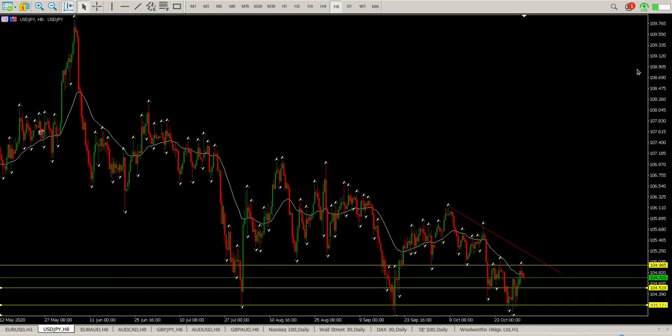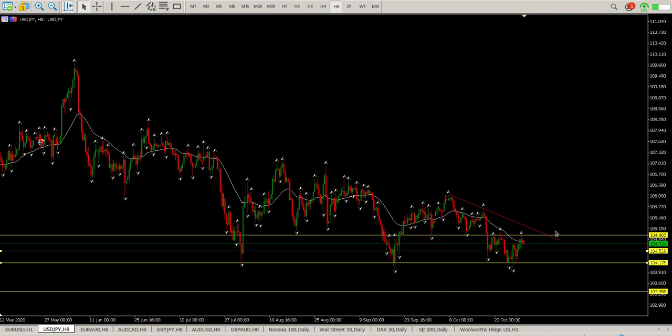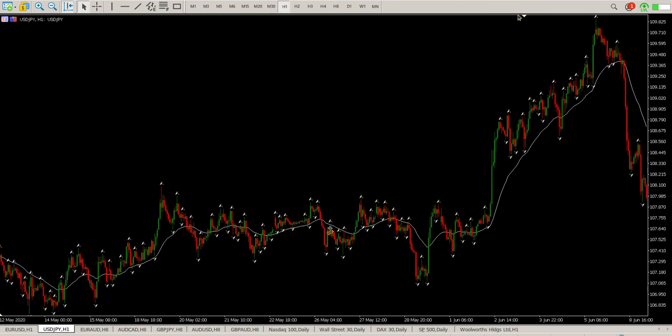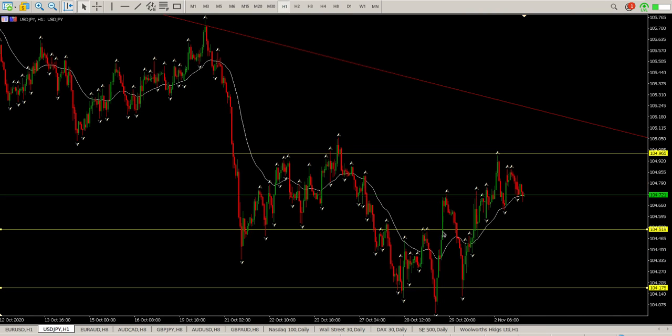US dollar, Japanese yen, pretty much the same scenario. We are going sideways. You can see we're going sideways to up at the moment on the 8-hour. If we look at the 1 hour, you'll see top of range at the moment, and the trend line is to the upside, but this is a triangle right here.